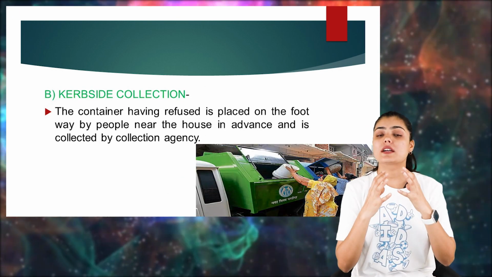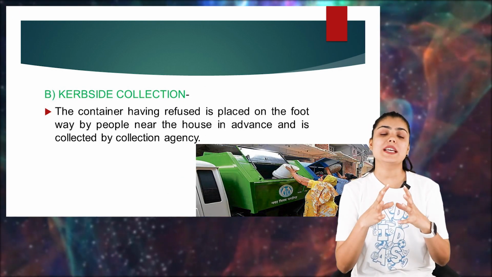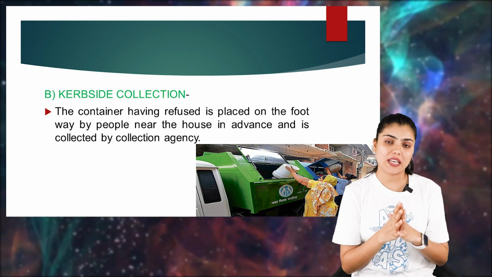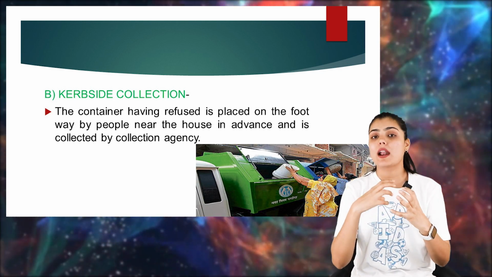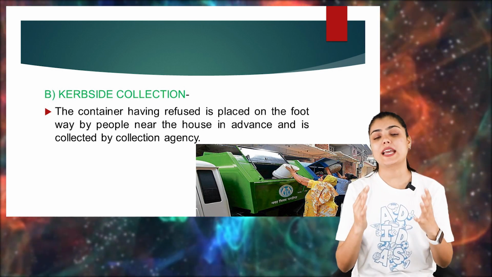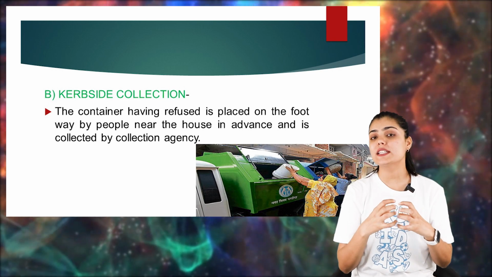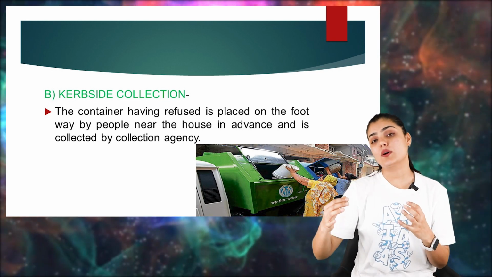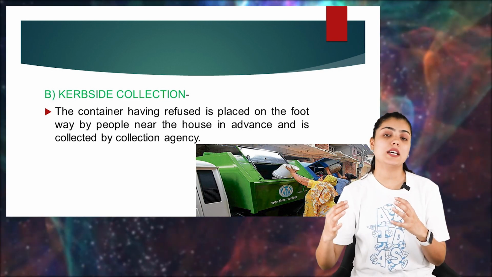The second one is the curbside waste collection. In curbside waste collection, it is similar to door-to-door collection, but here the people are asked to segregate the waste that they produce inside the house according to the type of material. Once they have separated the waste, they can leave it outside. The dustbins are left outside the house at a particular point so that the waste collection team can come and collect the waste and leave the dustbin back in the place.